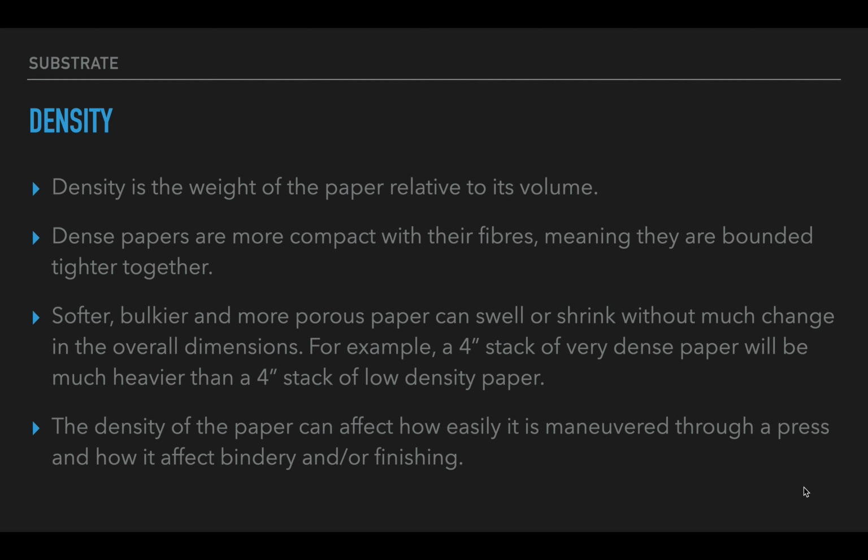and it's quite porous. The density of the paper can affect how easily it is maneuvered through a press and how it affects bindery and or finishing. So it makes kind of sense. If it's a rigid piece of paper, it's not going to bend and move quite nicely with the rollers, so it's going to be a little bit harder to maneuver than a denser piece of paper that's going to bend.